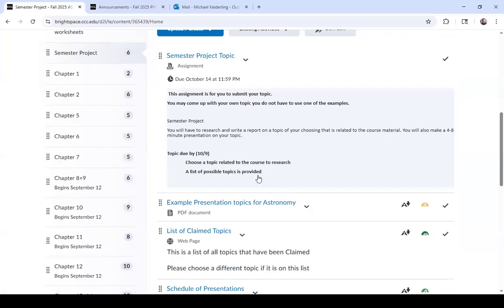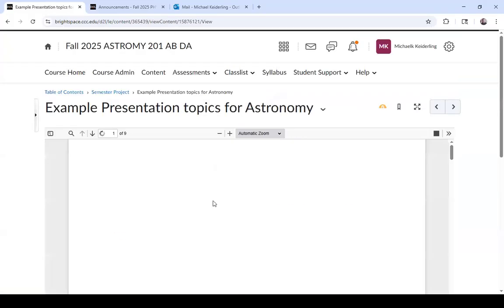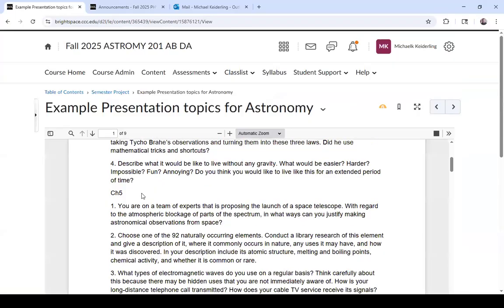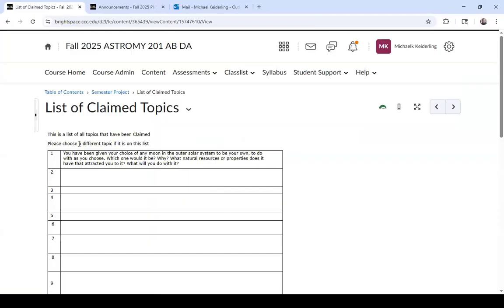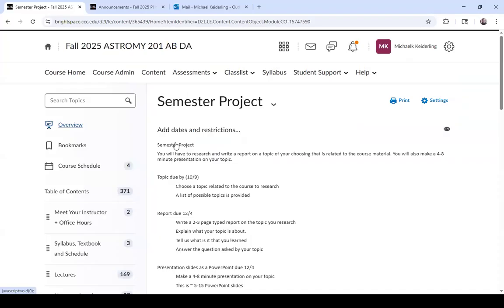Attached to the assignment is a list of possible topics, but also they're right here. So if you go to the example presentation topics, you can see for each chapter, there are a few topics listed that you could choose, but you don't have to choose those. You can make up your own if you want. But the most important thing is to not repeat any claimed topics. So here's a list of all the claimed topics. You can see one of them has already been claimed. So make sure you don't choose one from this list. And if you do, I will reject it and tell you.